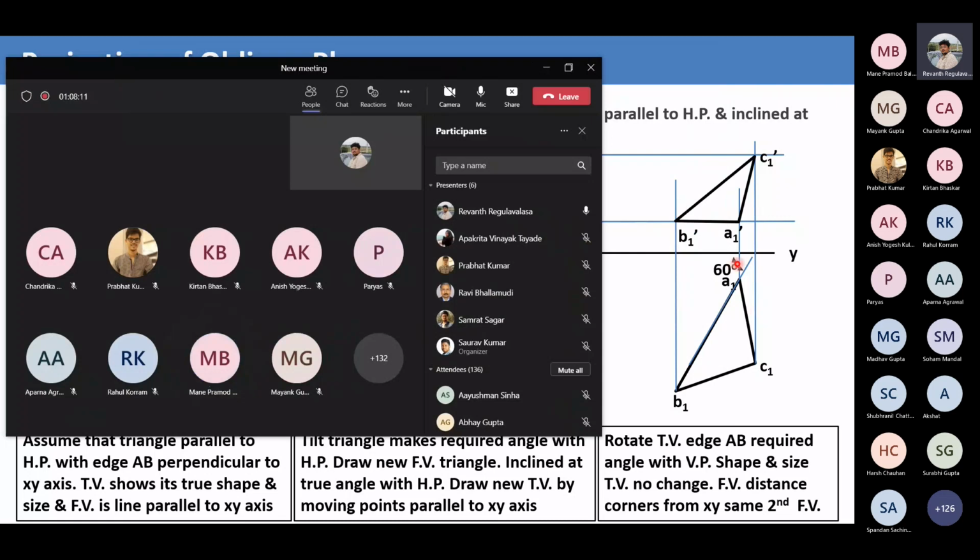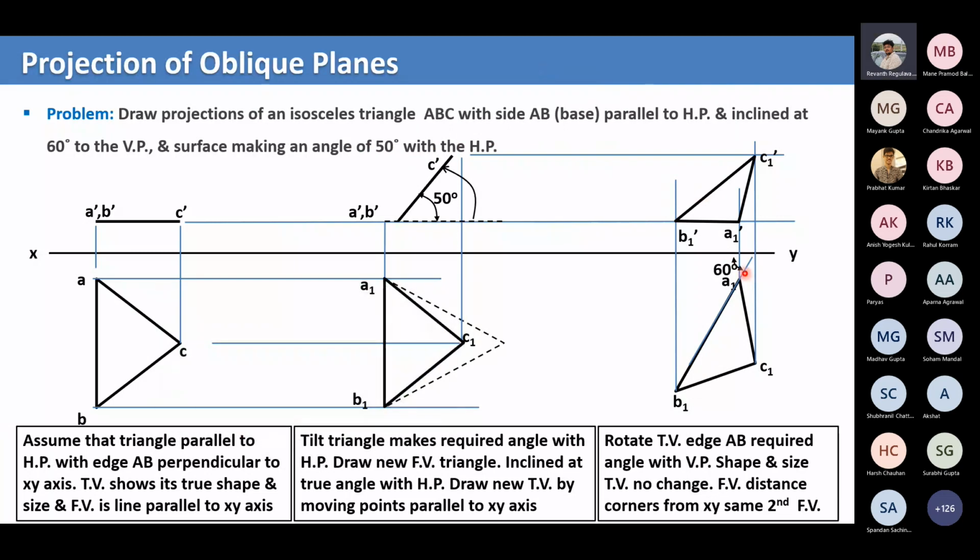Yes, here it is, 60 degrees. 50 degrees, yes. You can't show all angles at once. So here you have been given 50 degrees already. Accordingly, this point C1, which is supposed to be here, changes to this point. This is the true shape of the plane.